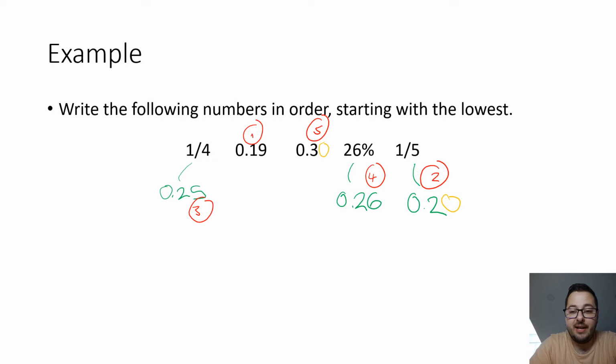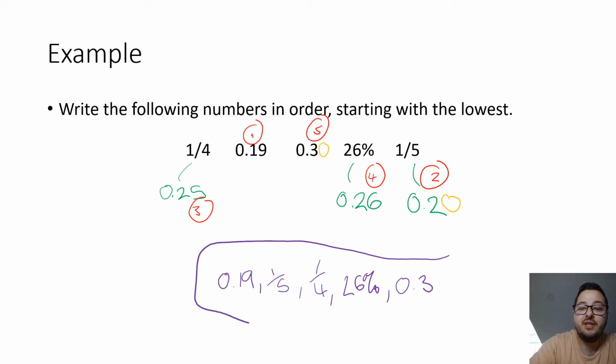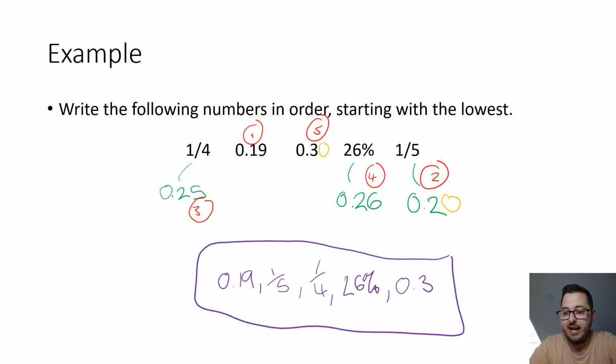So finally, I just want to write my answer out, but I want to put it in the original form. So my number one was 0.19, which is fine because that's how it was originally. My number 2 is 0.2, which is 1/5, so I'll write 1/5 as the original. Then it is 0.25, but that was originally a quarter. Then it was 0.26, but that was originally 26%. And finally 0.3, which is as it was. So that is our final answer. We've started with the lowest, we've ended up with the highest. Happy days.